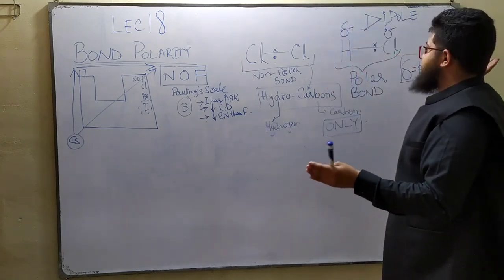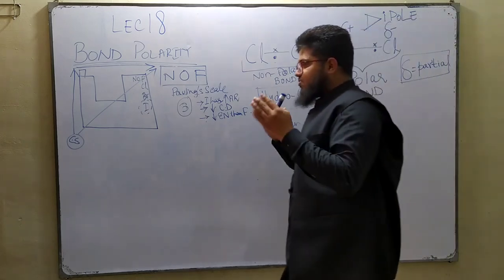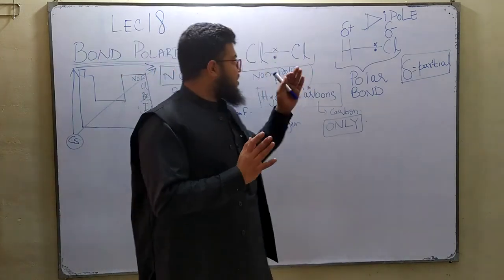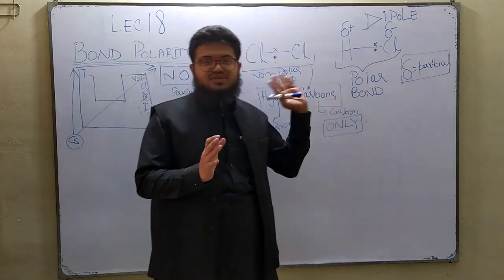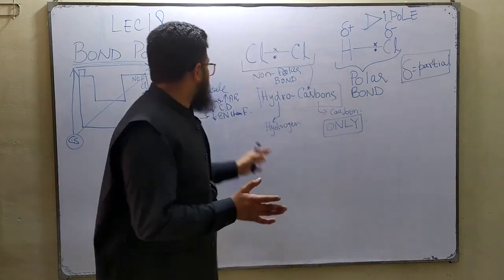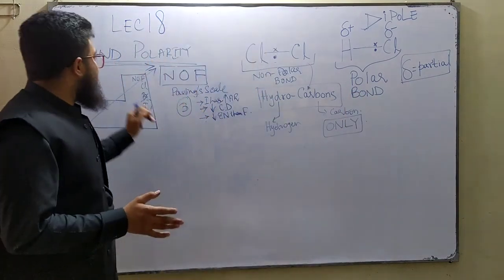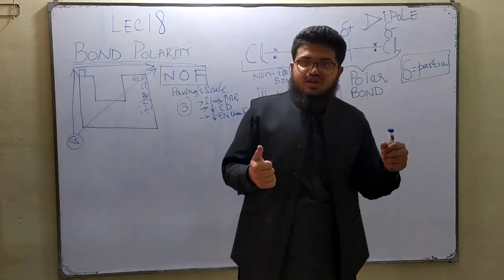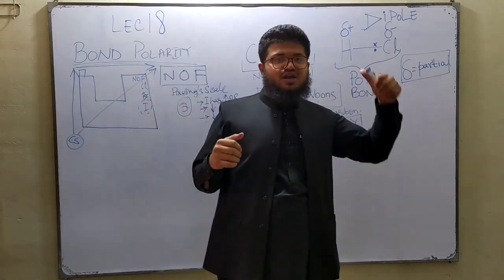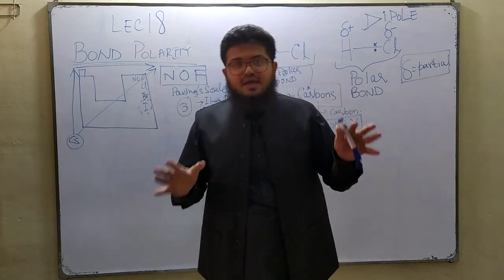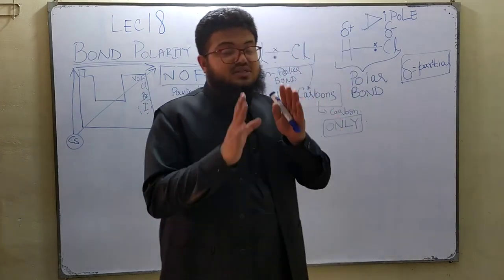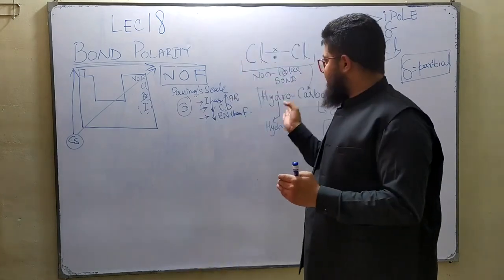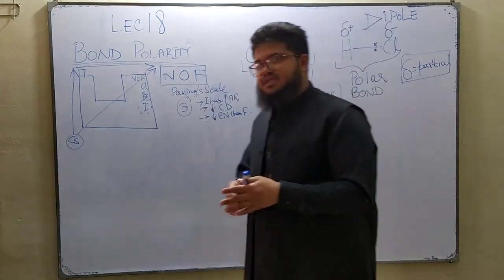Okay, so this was the entire concept of bond polarity. By the end of this video, you should now know what a polar bond is and what a non-polar bond is and what the difference is between them. Okay, what the concept of electronegativity is and how it is applied to bond polarity. Equal electronegativities, non-polar bond; unequal electronegativities, polar bond. Slightly different electronegativities, still non-polar bonds, like hydrocarbons. Simple as that.